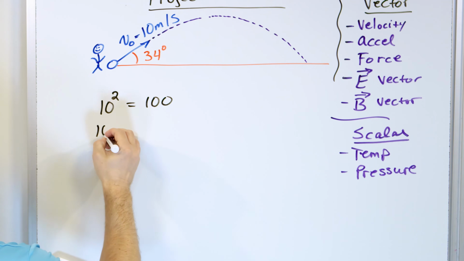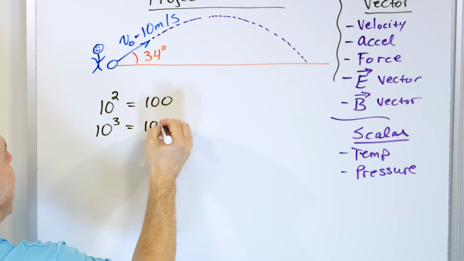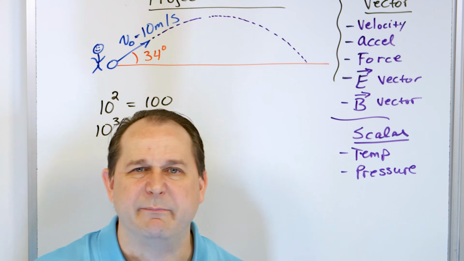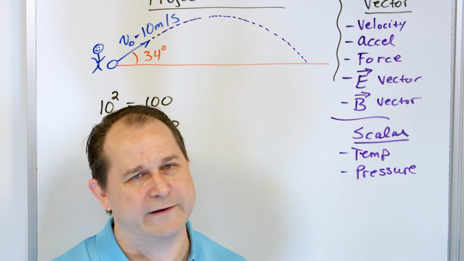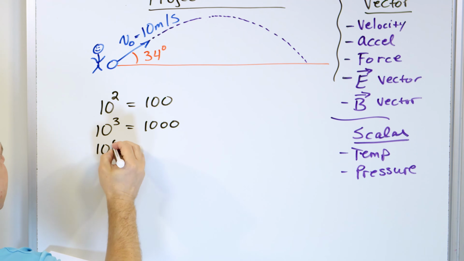What about 10 to the power of 3? What does that look like? That's 1,000. That's 1,000 times bigger. Is the electric force 1,000 times stronger than gravity? No. It's much stronger than that. What about 10 to the power of 6?